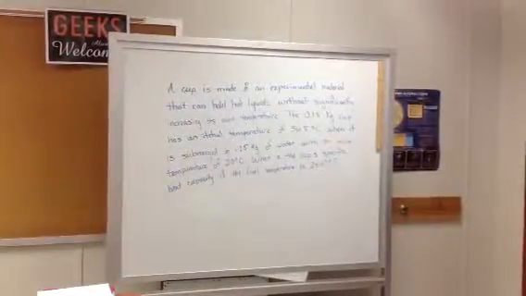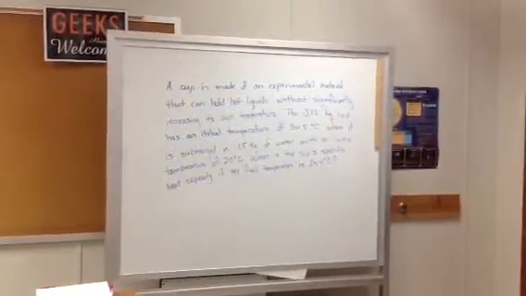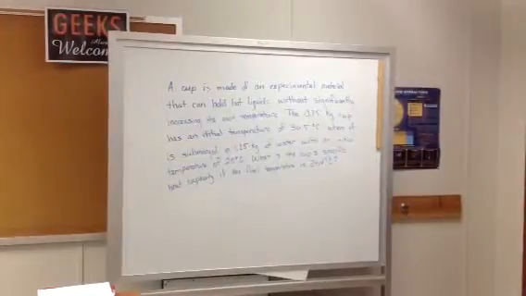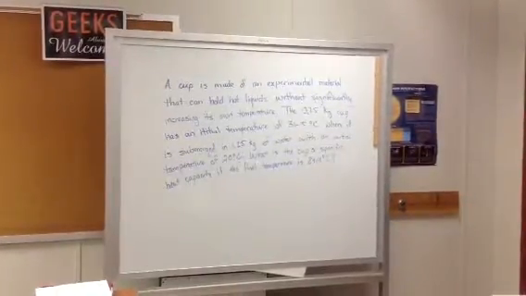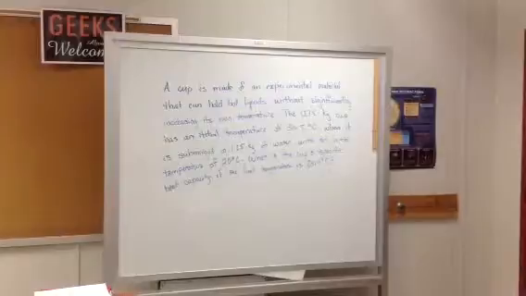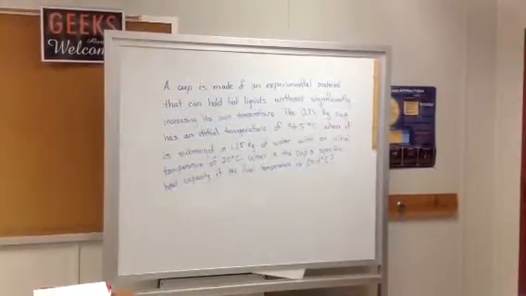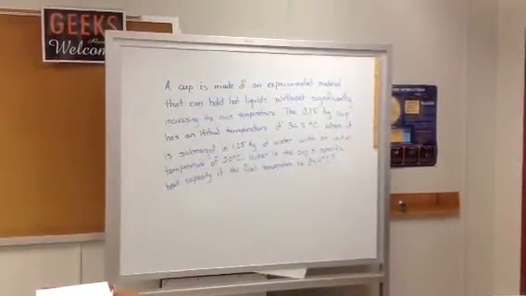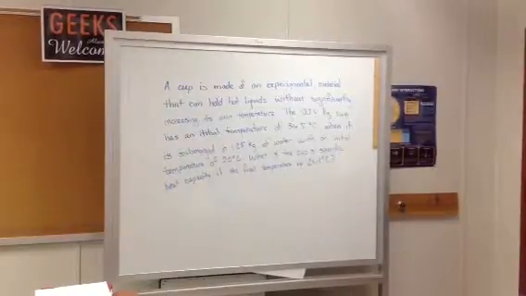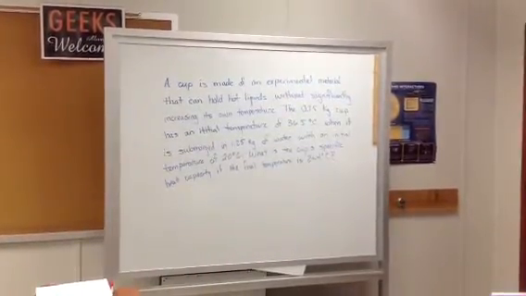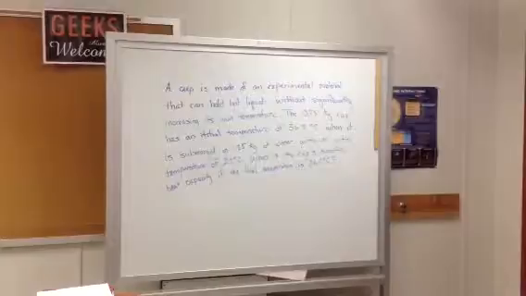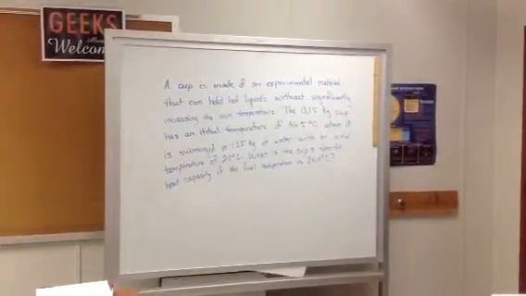The cup is made of an experimental material that can hold hot liquids without significantly increasing its own temperature. The 0.75 kilogram cup has an initial temperature of 36.5 degrees Celsius when it is submerged in 1.25 kilograms of water with an initial temperature of 20 degrees Celsius. What is the cup's specific heat capacity if the final temperature is 24.4 degrees Celsius?